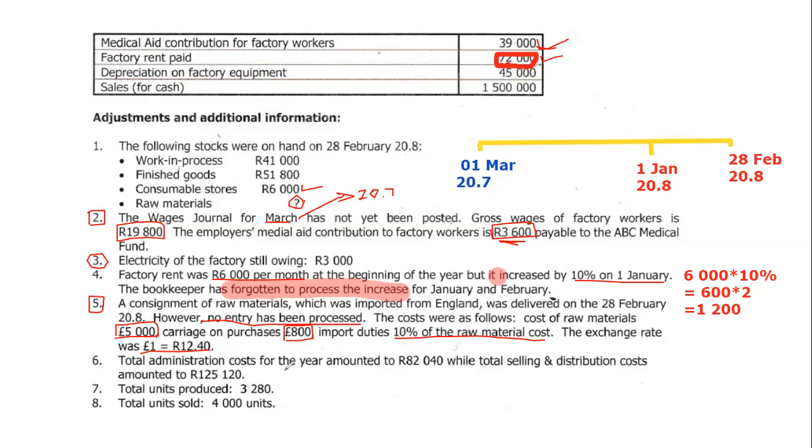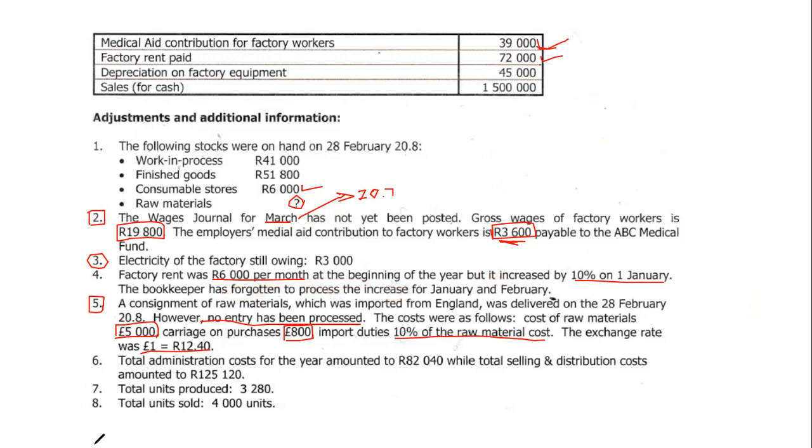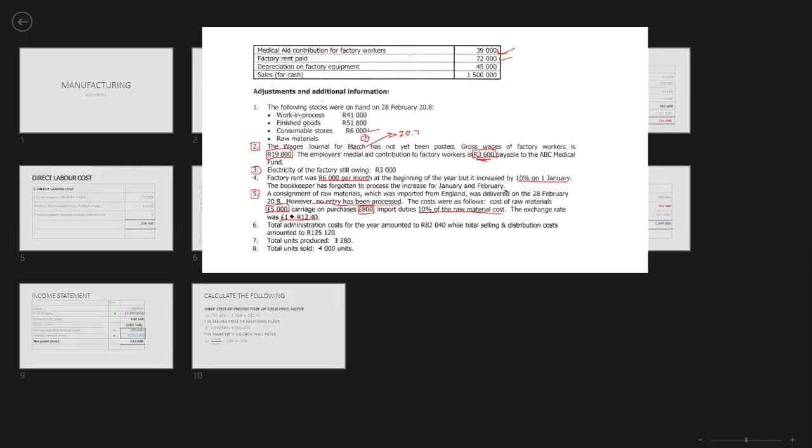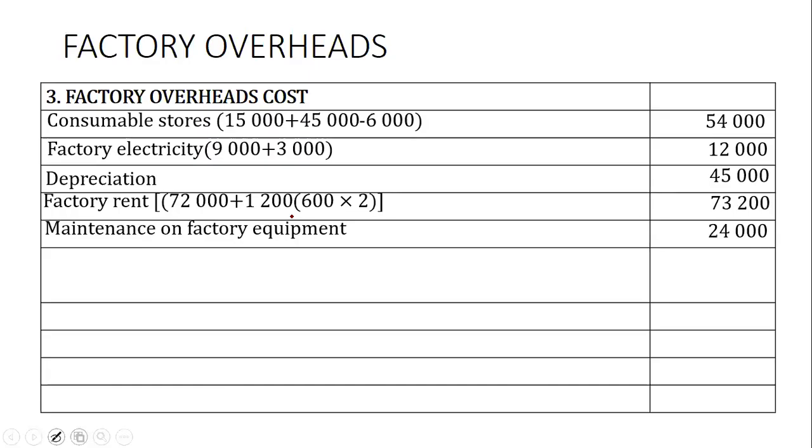Yes, you can. So I will simply go to my factory overheads. In my factory overheads, I will have rent, and to my rent, I will take the 72,000 and add 1,200. Now factory overheads, there it is, 72,000 plus 1,200. It will give you 73,200. Are we fine so far? Yes.